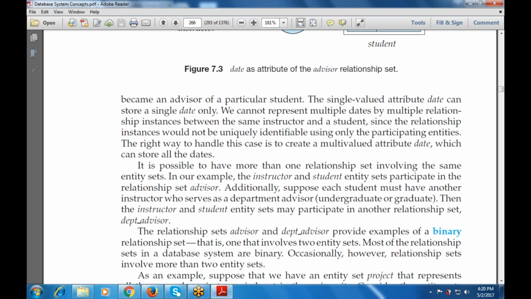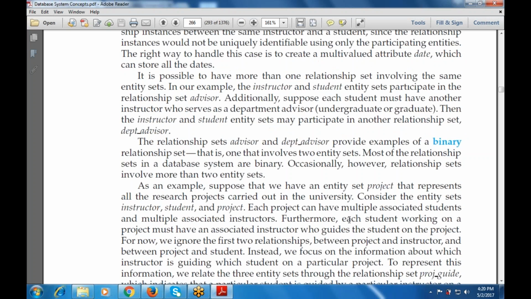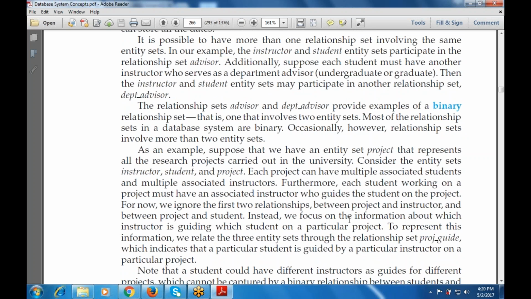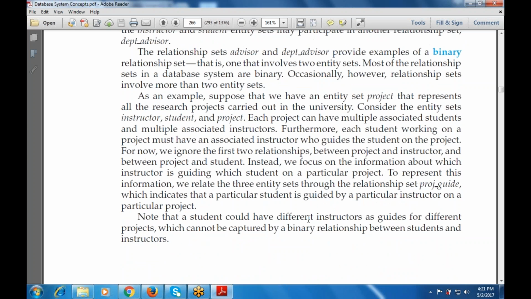Most of the relationship sets in a database system are binary. Occasionally, however, relationship sets involve more than two entity sets. As an example, suppose that we have an entity set project that represents a research project carried out in the university. Consider the entity sets instructor, student, and project, which have multiple associated students or instructors. To represent this information, we relate these three entity sets through the relationship set project guide, which indicates that a particular student is guided by a particular instructor on a particular project.